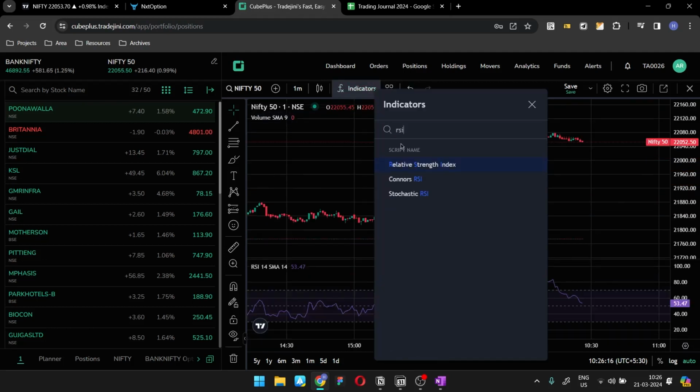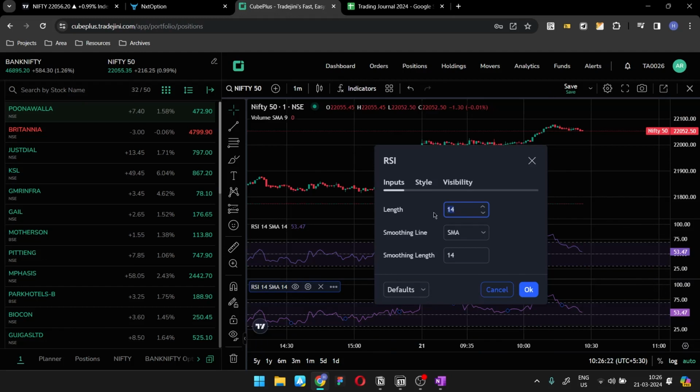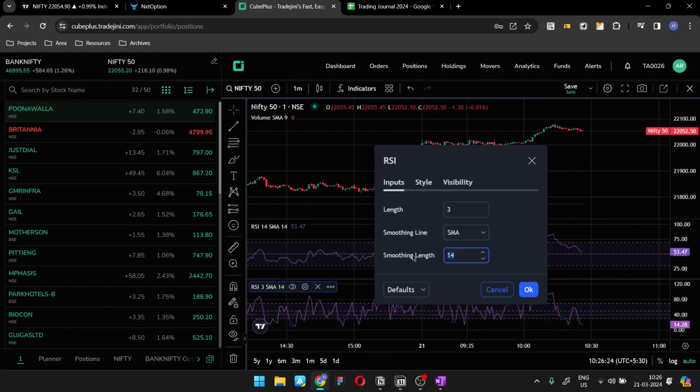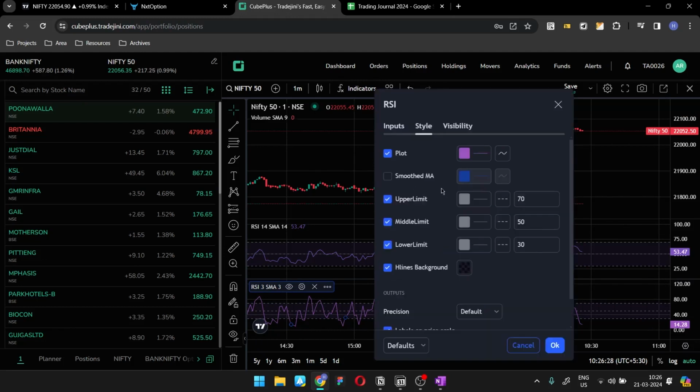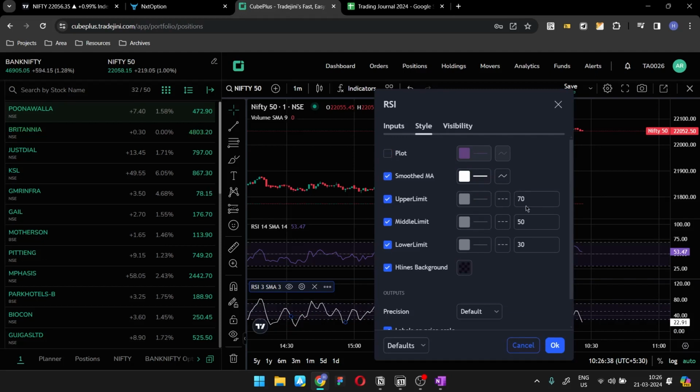So I use two RSIs. The first RSI is RSI 3, and the SMA is 3 here. In style, what I do is I only want the moving average of the RSI, so I'll just put that in. This upper limit is 80. This middle limit I don't care. And on the lower side I want 20.